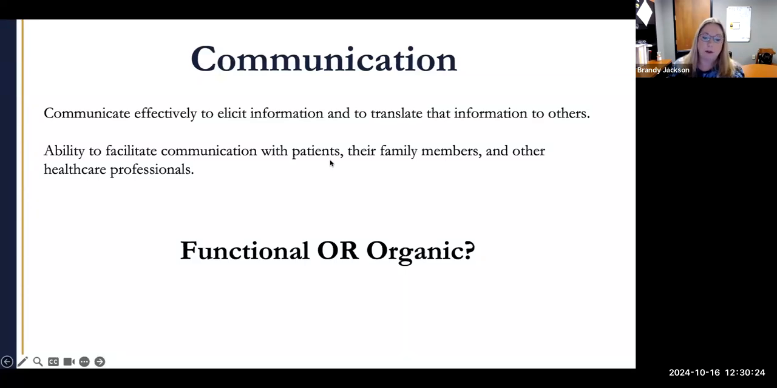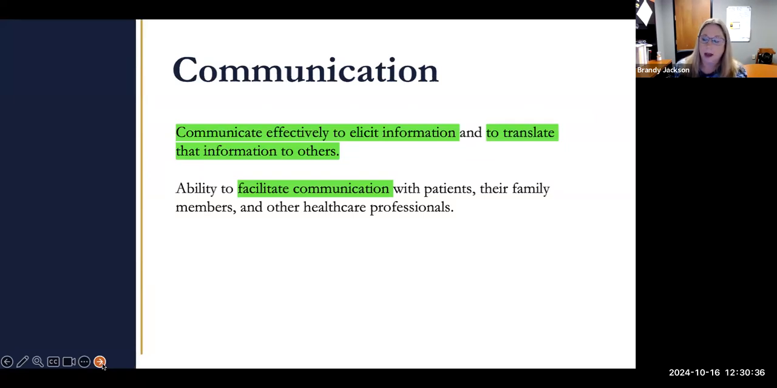Yeah, great job. Now think back to what we said about organic versus functional technical standards, thinking about your examples from that slide. You guys are putting in your thoughts, and that is a great job. These are examples of functional technical standards and what we aspire to. You'll notice that it doesn't say how we have to reach the goals, only that we have to communicate effectively, translate information to others, and facilitate communication.